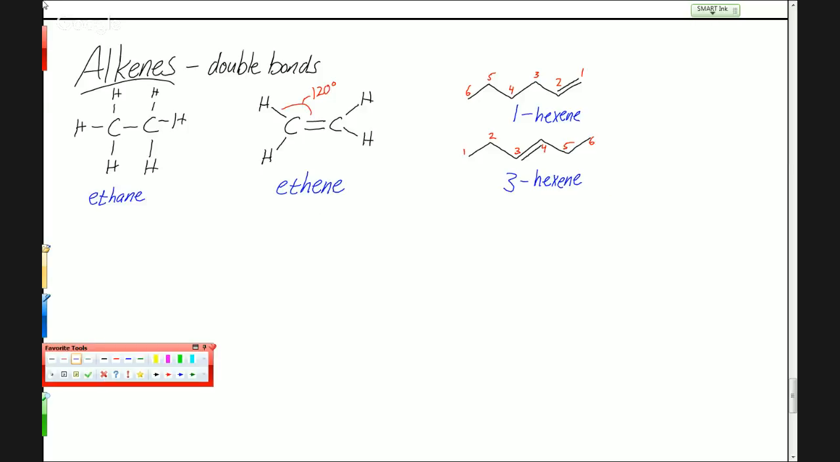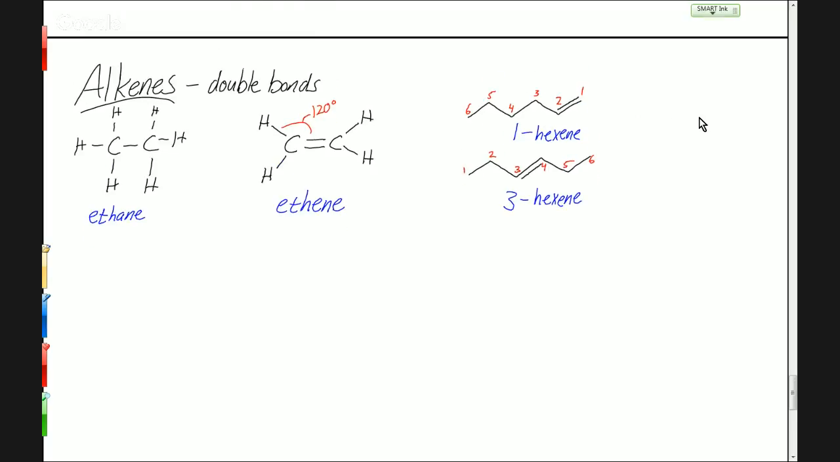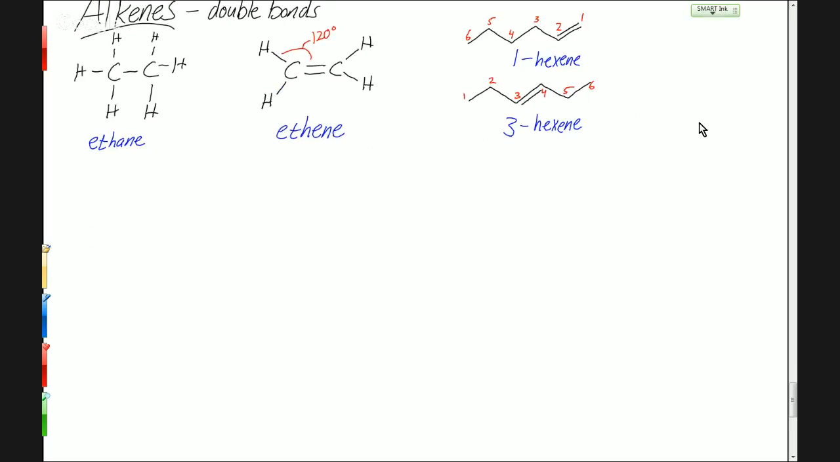That's not an issue in something like ethene because there's only one possible place that it could be. It's only when there are multiple possibilities where the double bond could be that you need to make sure to specify it in the name. So let's write that.